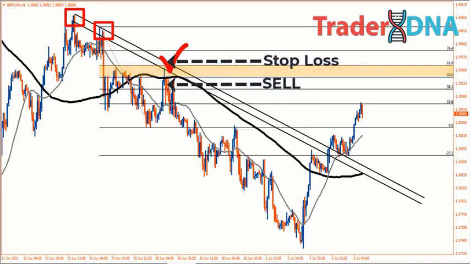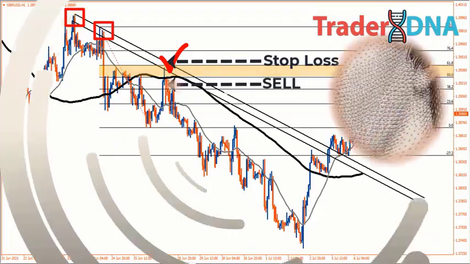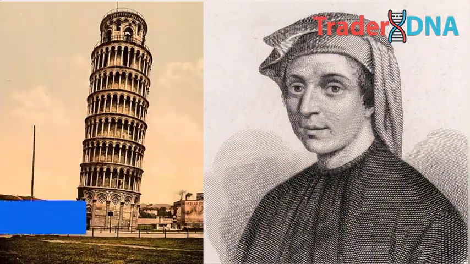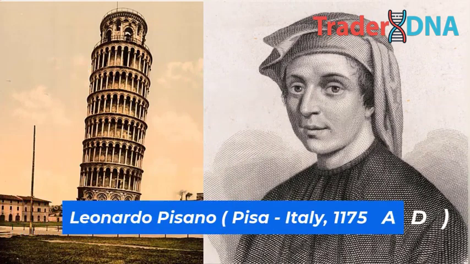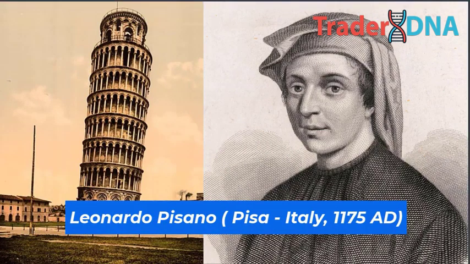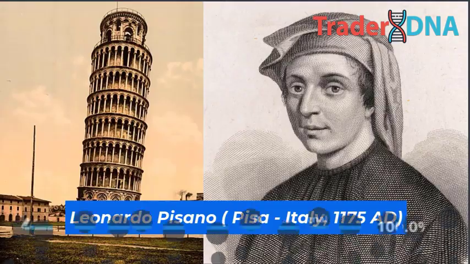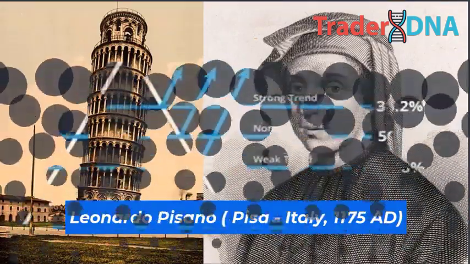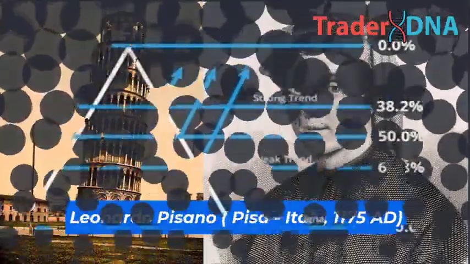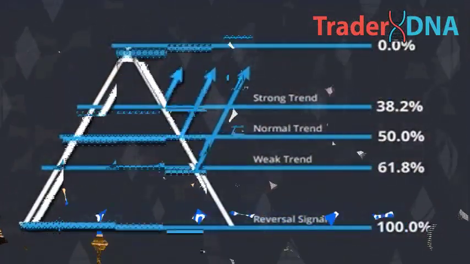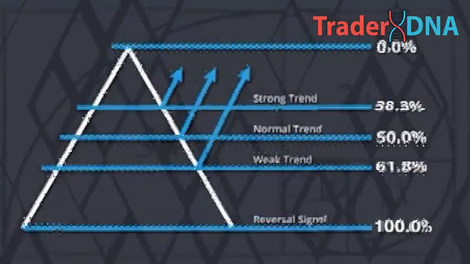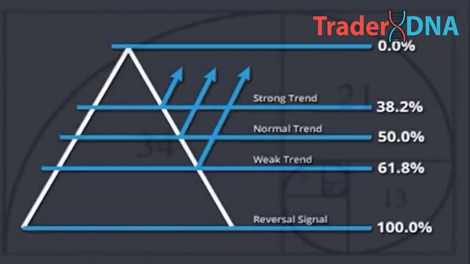The Fibonacci retracement tool was developed by Leonardo Pisano, who was born in Pisa, Italy, the city of the Leaning Tower, in about 1175 AD. Pisano was known to be one of the greatest European mathematicians of the Middle Ages. He developed a simple series of numbers that created Fibonacci ratios, describing the natural proportions of things in the universe. These numbers have been used by traders now for many years.